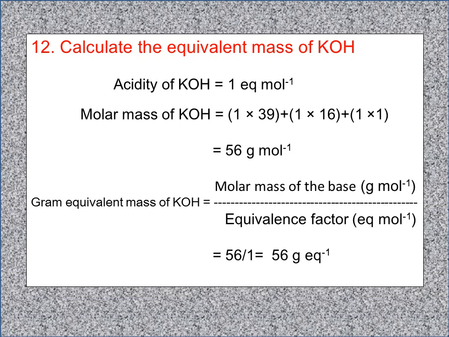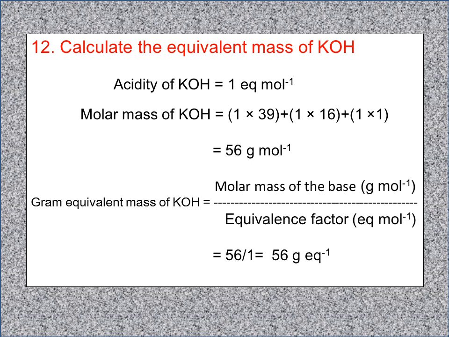We calculated the equivalent mass of sulfuric acid. Now let us calculate the equivalent mass of a base like KOH. Here how many replaceable hydroxyl ions are present? Yes, it is only 1. So acidity of KOH is 1 equivalence per mole.